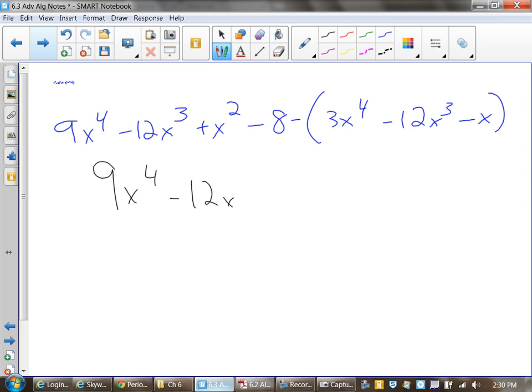If it's a fourth degree polynomial, how many terms should I have? 5. Good. Since I don't have an x term, what should I put in there? 0. Put a 0x.